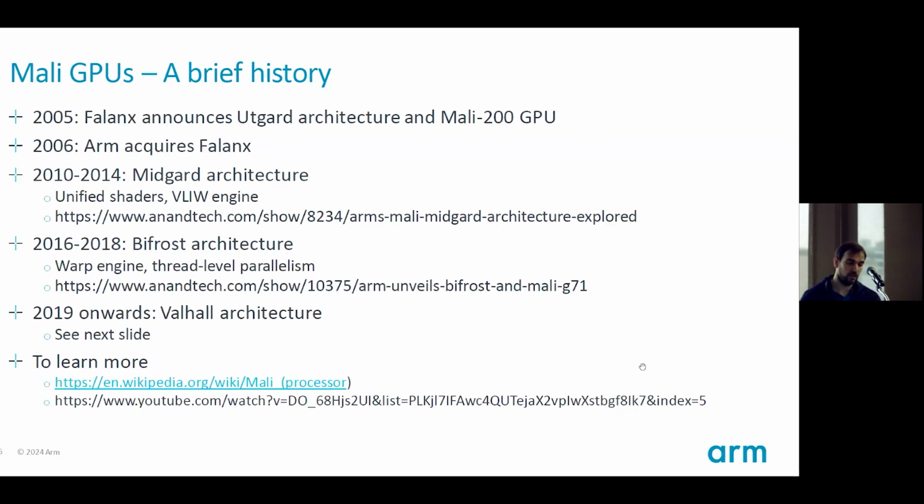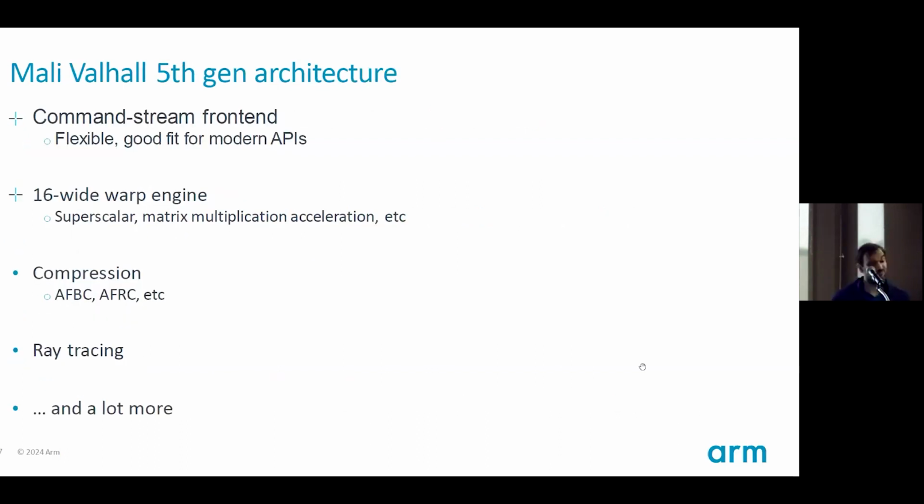This is the fifth generation of the Valhall architecture, and this looks like a typical GPU. I don't think there's anything surprising at that level of detail: a command stream front end, a stream of commands, very flexible. It's a good fit for modern APIs. Think Vulkan command buffers, for example, or OpenCL command buffers. They map pretty naturally to that kind of construct. It's got a 16-wide warp engine, a superscalar engine with matrix support, nothing out of the ordinary, compression technology, FBC tiling, and a whole lot more.